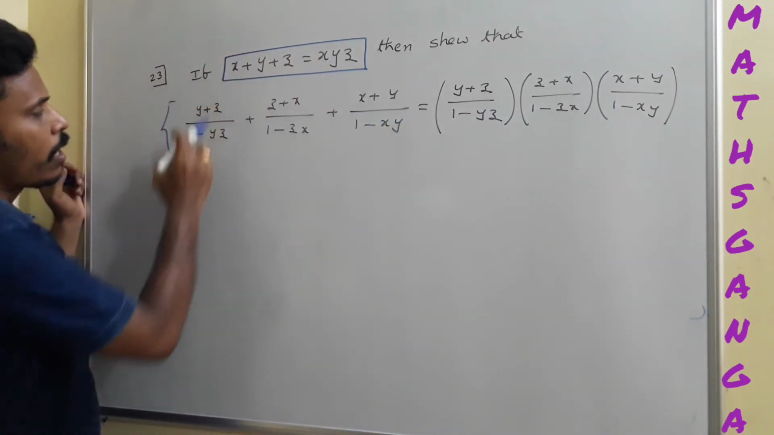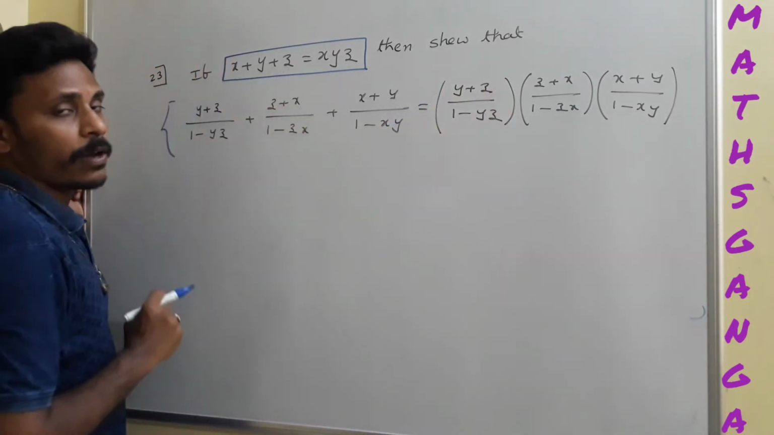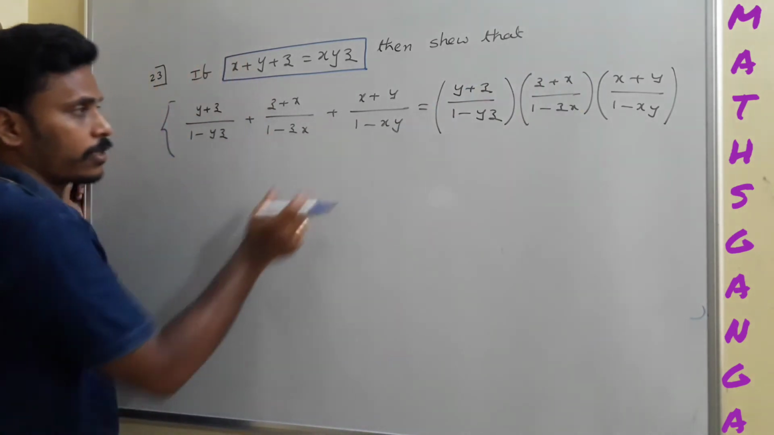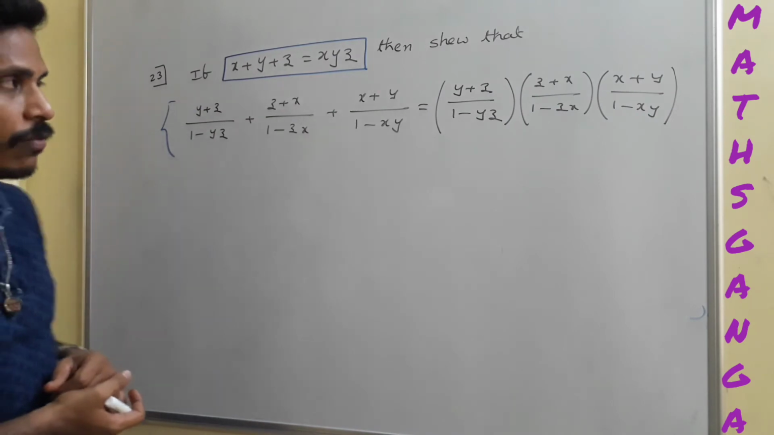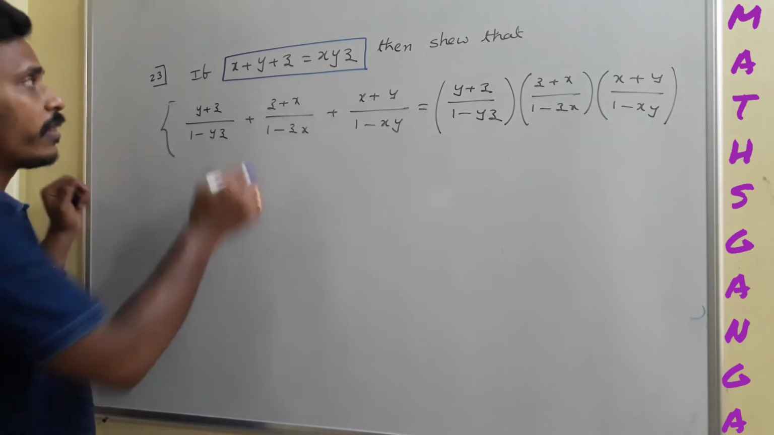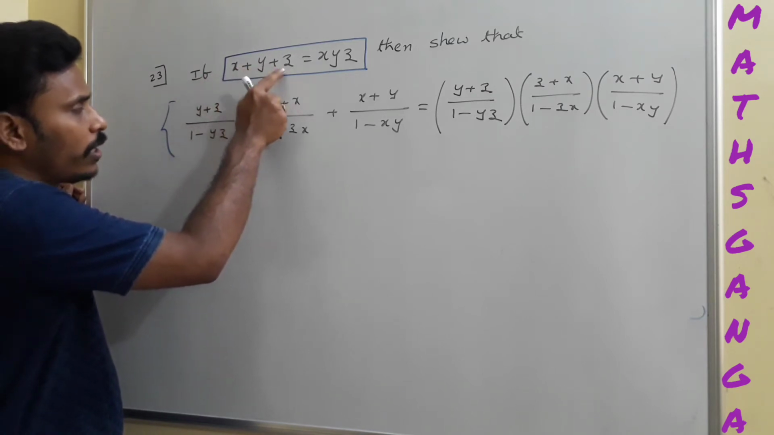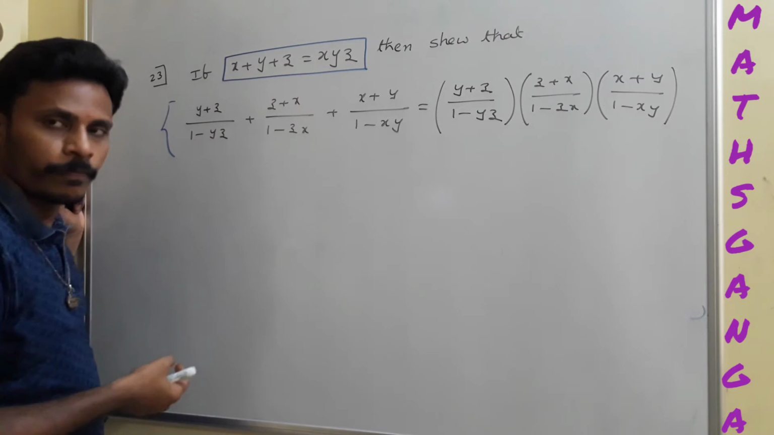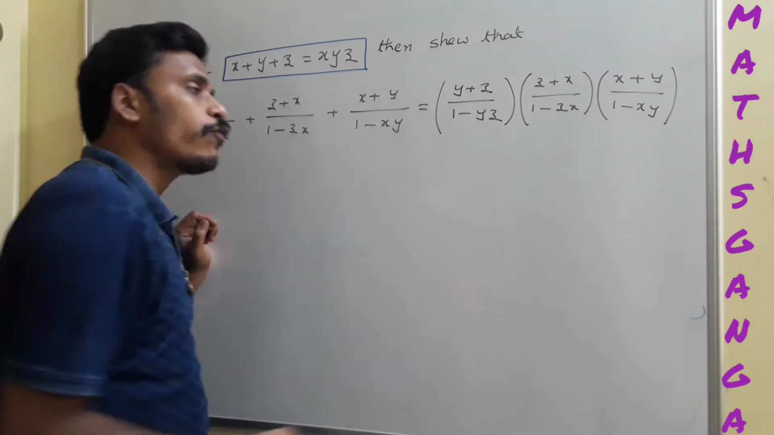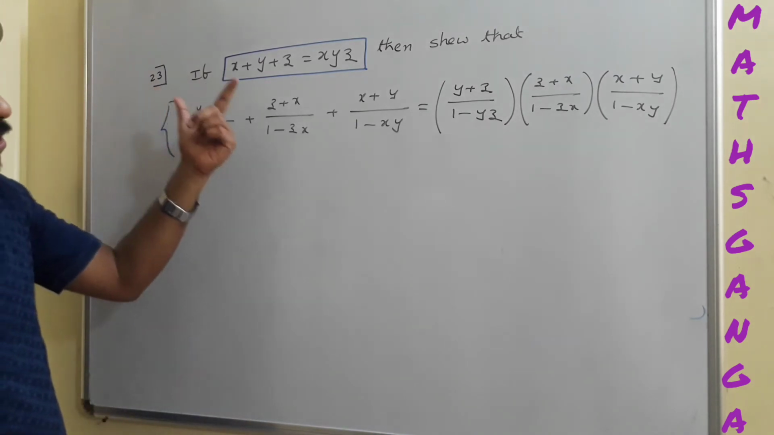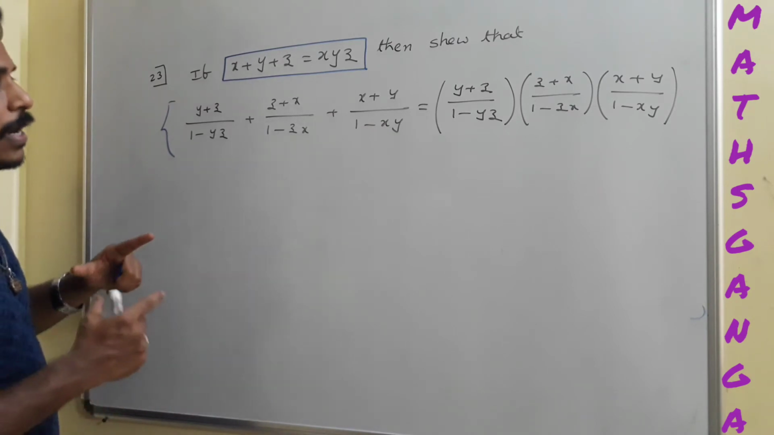The terms are the same, like y plus z by 1 minus yz, z plus x by 1 minus zx, and x plus y by 1 minus xy. That's one observation. And the next observation is that the given problem is also in the same manner. Three terms, the sum of those three is equal to the product of those three. Here also there are three different terms, and the sum of those three is equal to the product of those three. The given item and the thing we need to prove are both symmetrical, in the same pattern, right?